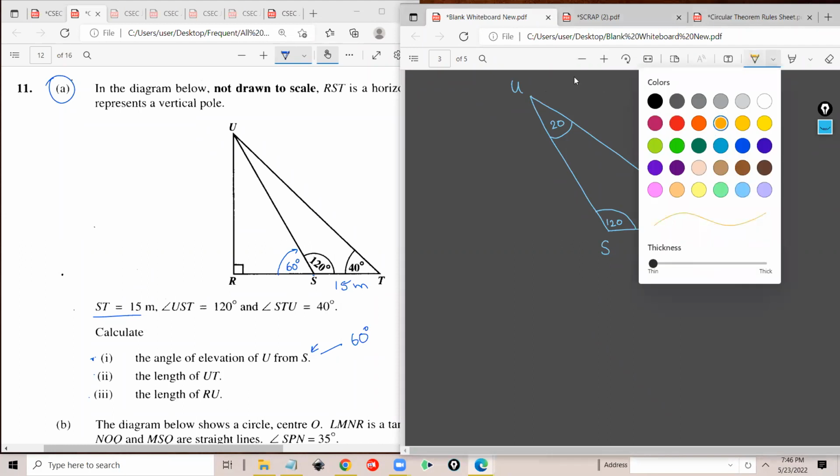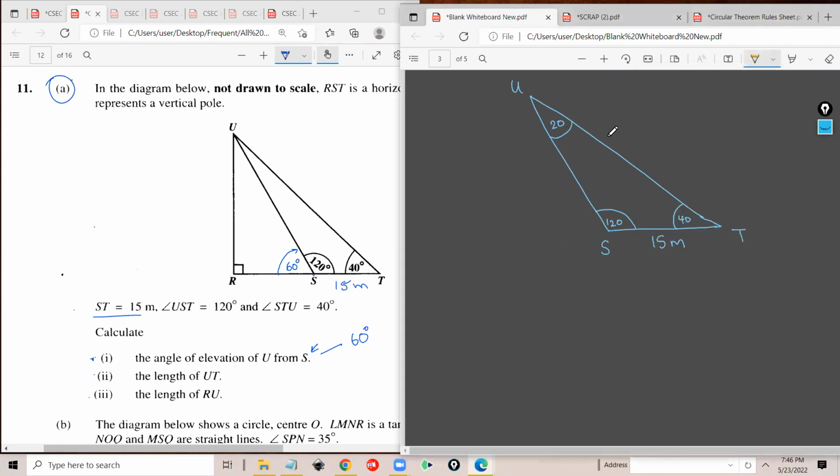Let's put in our common letters. This is a non-right angle triangle, so it's either going to be the sine rule or the cosine rule. Here's common S. Here's common T. Here's common U. We're trying to find UT. That's this guy here. Who are we going to throw away? This is the sine rule. We're throwing away the T. So we keep in the U's and the S.